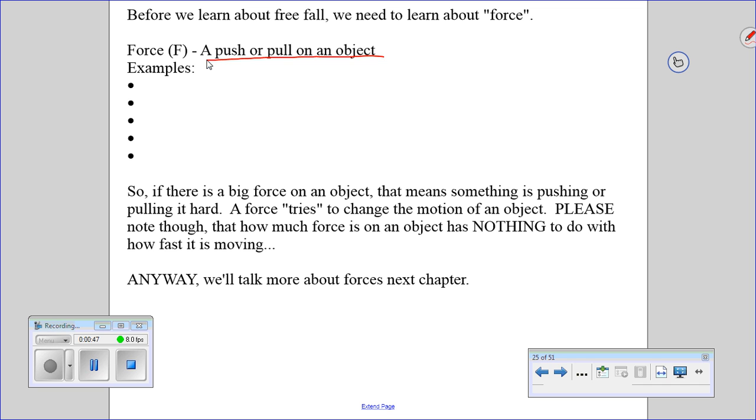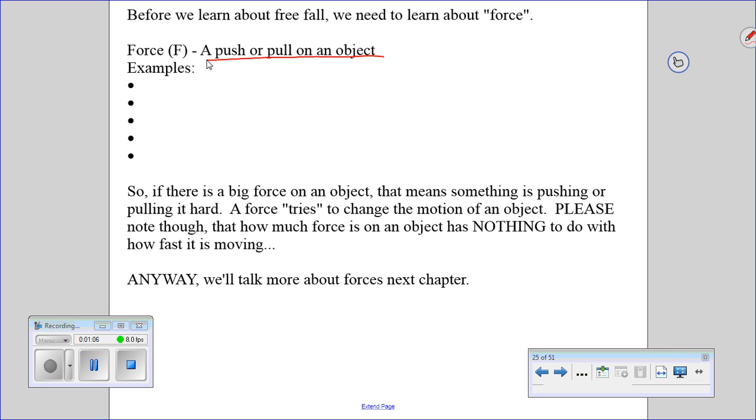So a large force means that the object is being pushed or pulled hard. How hard something is being pushed or pulled has nothing to do with how fast the object is moving. So please make sure that you separate those two ideas. Force and velocity are not the same thing.